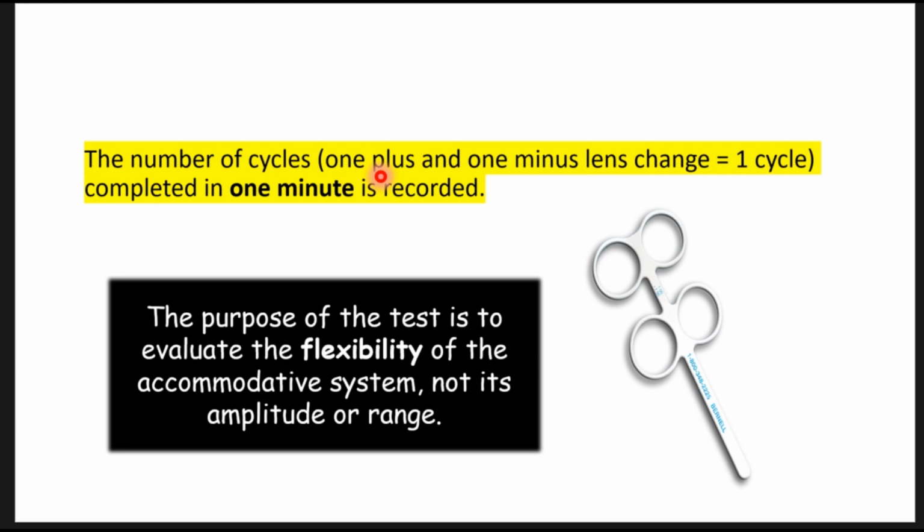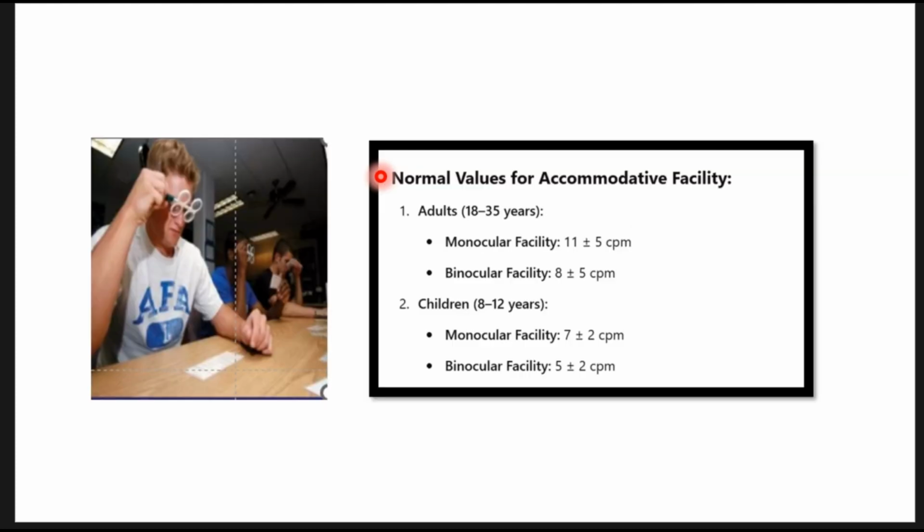So the purpose of this test is to evaluate the flexibility of the accommodative system and not the amplitude of accommodation or range. So when we talk about accommodative facility, remember the speed of accommodation, the flexibility of accommodation, and in other words, the adaptability of the accommodative system of a patient. So the normal values of accommodative facility in adults, usually say 18 to 35 years of age, monocularly is 11 plus or minus 5 cycles per minute.